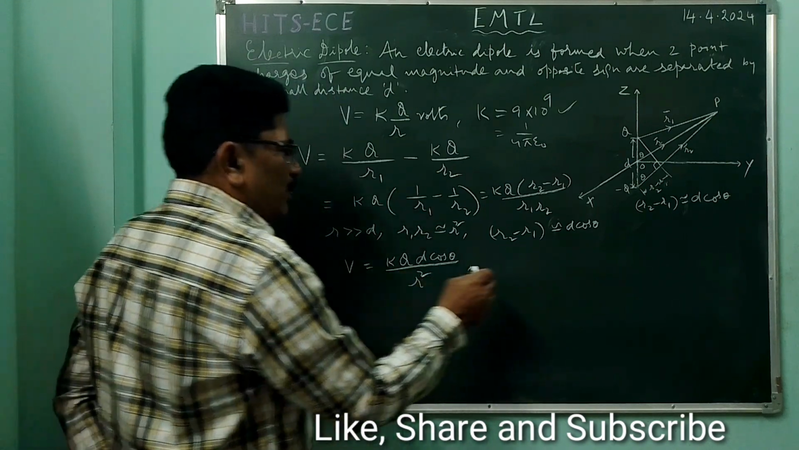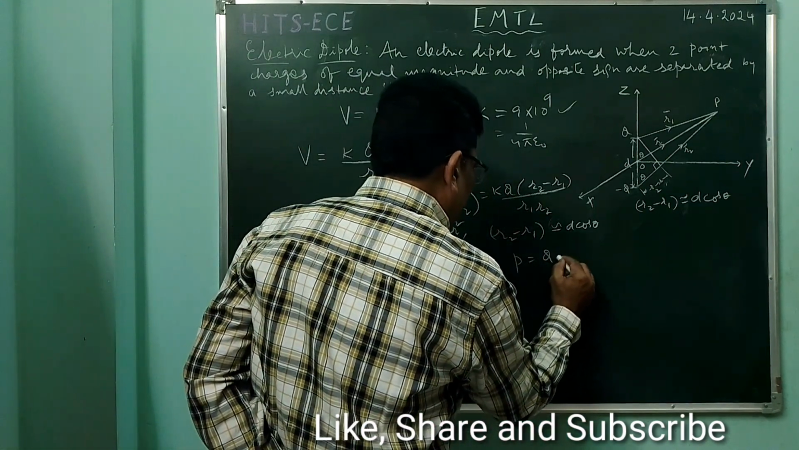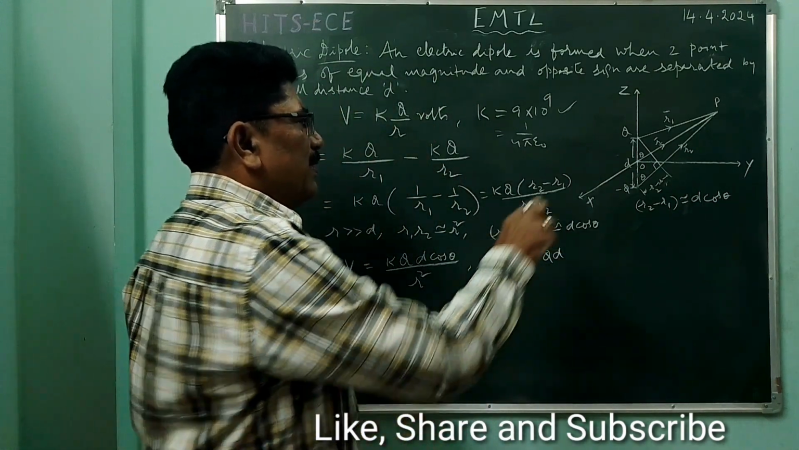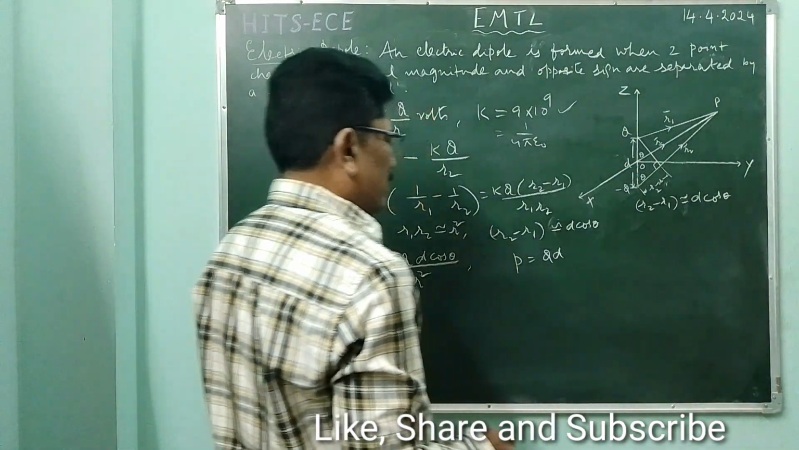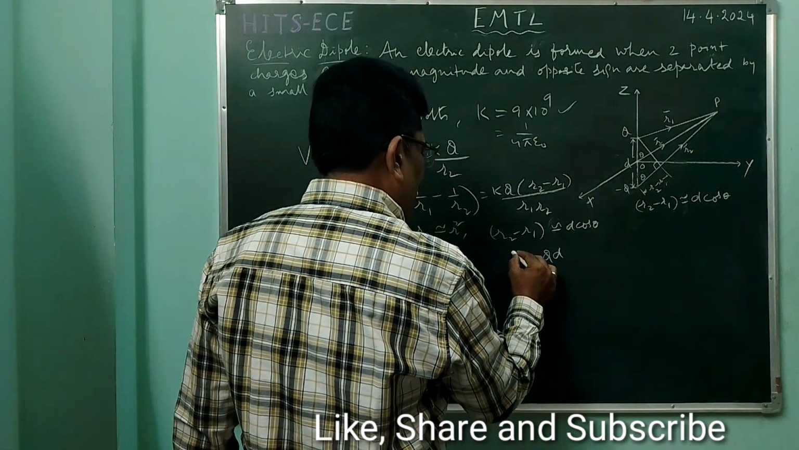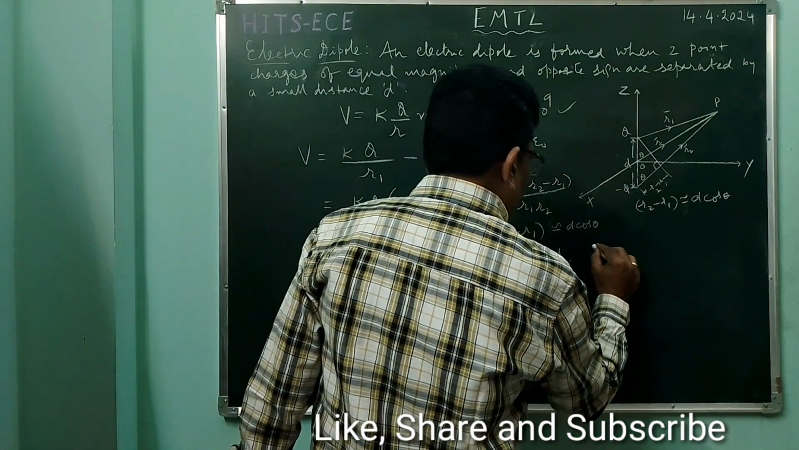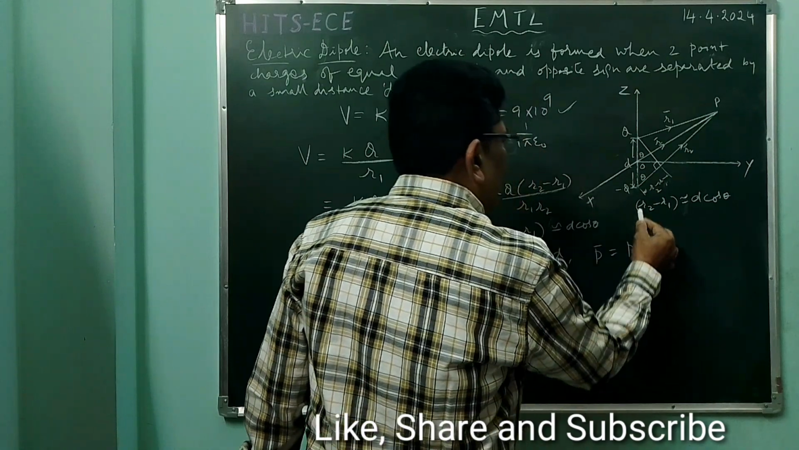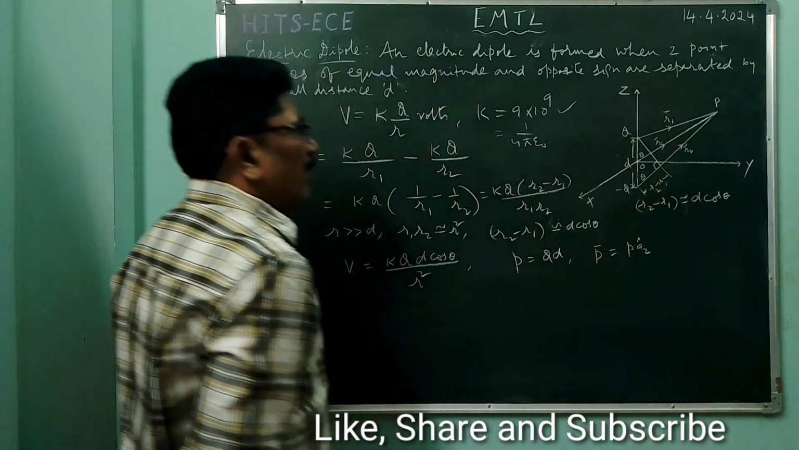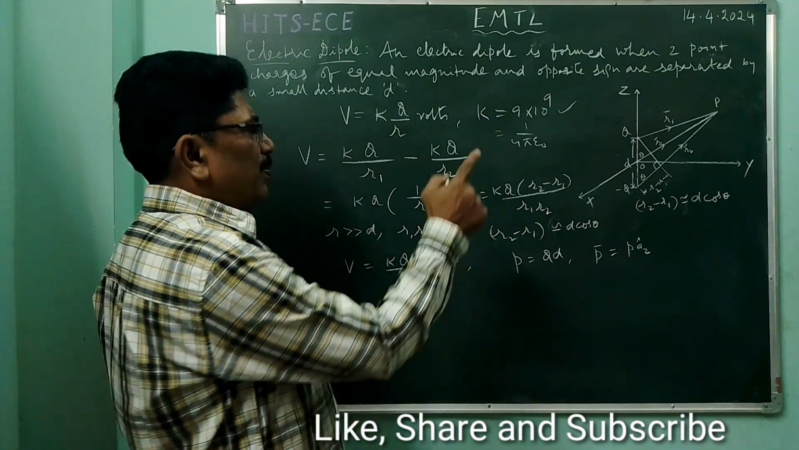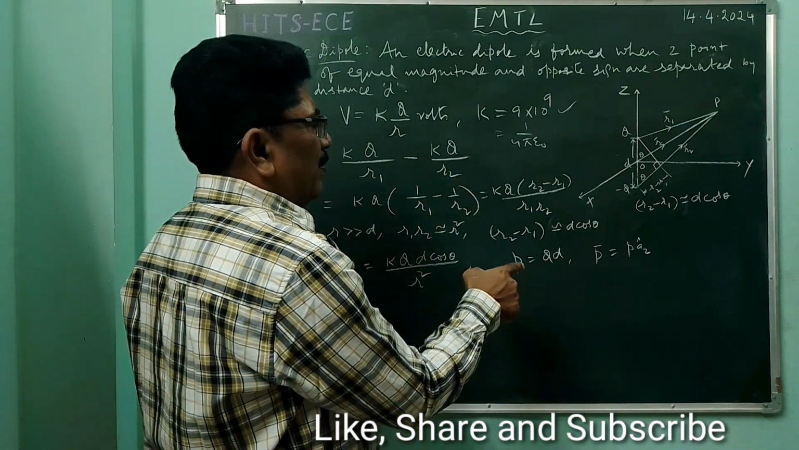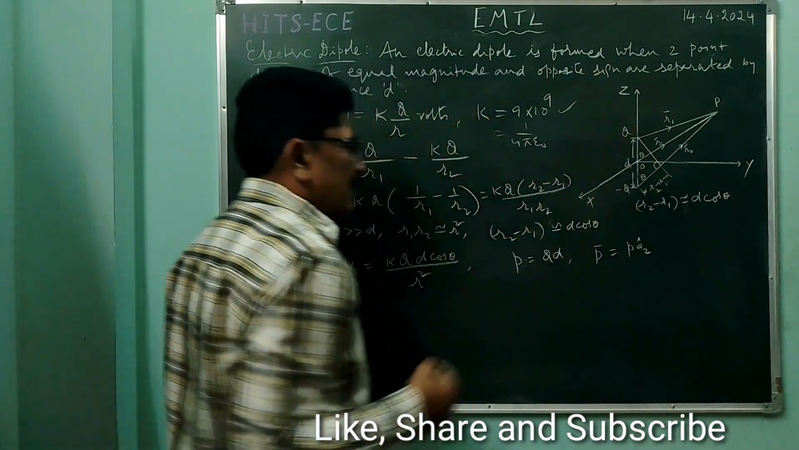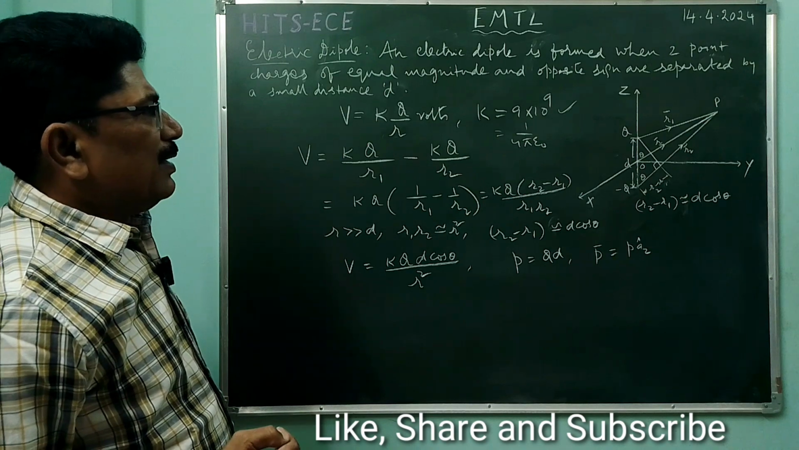Let us define the dipole moment p, which is equal to Q into d, that is charge into displacement between the two charges +q and -q. This is the dipole moment. Its vector form is p into az cap, since p is along the z axis from -q to +q. So vector p is equal to p into az cap. az cap is the unit vector in the direction of the z axis.